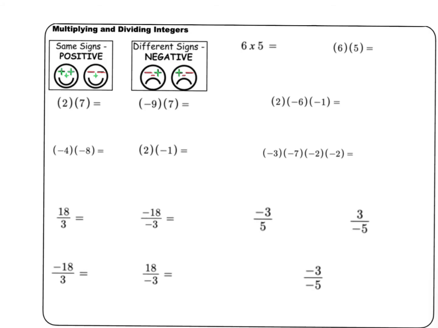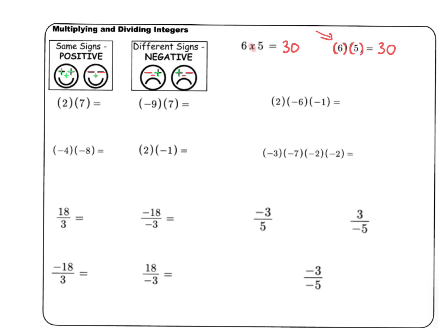Okay, so let's take off from there and take a look at some of these examples. First things first, I want to draw your attention up here: just know that the times sign from way back when has now been replaced by these parentheses when you are multiplying. So this 6 times 5 is 30, and this also means 6 times 5 with the parentheses, which is 30.